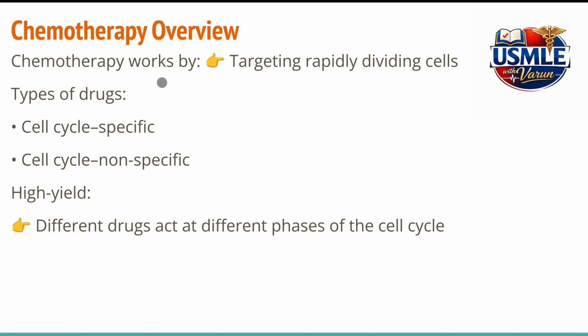Chemotherapy targets rapidly dividing cells, but the problem is that the normal cells like bone marrow and gastrointestinal lining also divide rapidly. So that's the reason that chemotherapy has side effects. So some drugs act only during specific phases of the cell cycle, while others act regardless of the phase. So there are cell cycle specific chemotherapy drugs and cell cycle non-specific chemotherapy drugs. So different drugs act at different phases of the cell cycle.